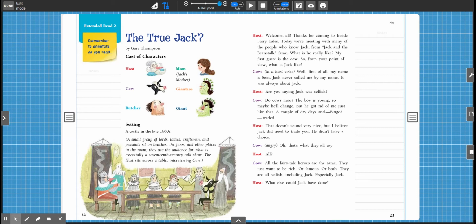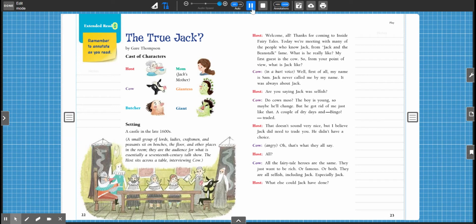So we are going to be reading the story called The True Jack. And you might be familiar with this story or parts of this story. What we're going to do is read through the first half and determine the point of view of the cow, the butcher, and Jack's mother. Okay, so we'll be going through and we'll be highlighting together. At the very end, you're going to write a summary and submit that on Canvas. So if you are ready, let's go ahead and get started.